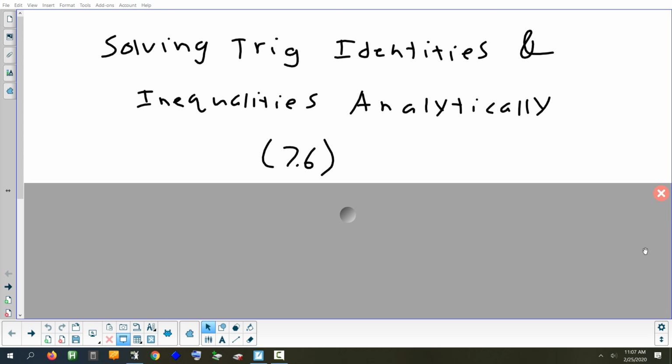So the last section in chapter 7 is on solving trig equations. A little bit with identities, but mostly with identities. A little bit with inequalities, but mostly identities. But we're solving them analytically. Analytically means using algebra. We're not really going to be taking a graph approach to any of these problems.